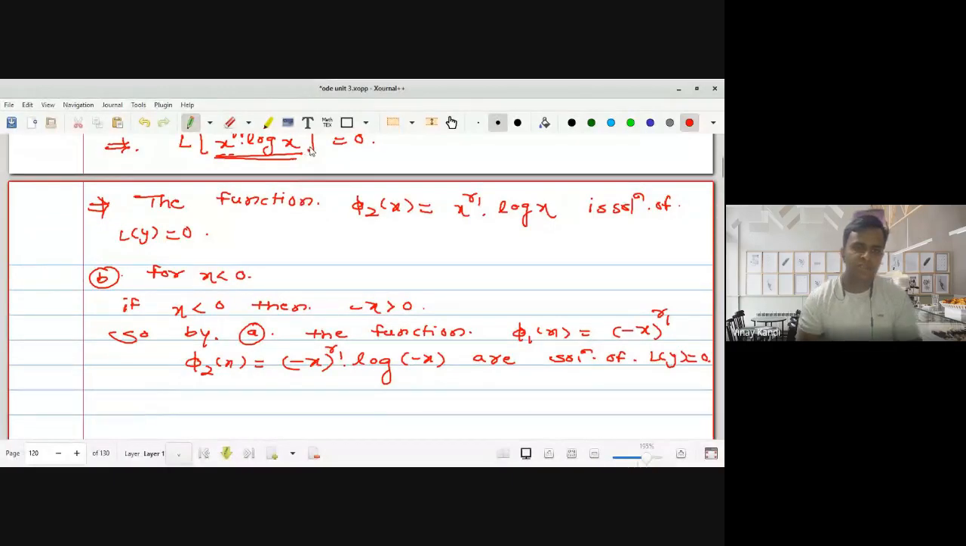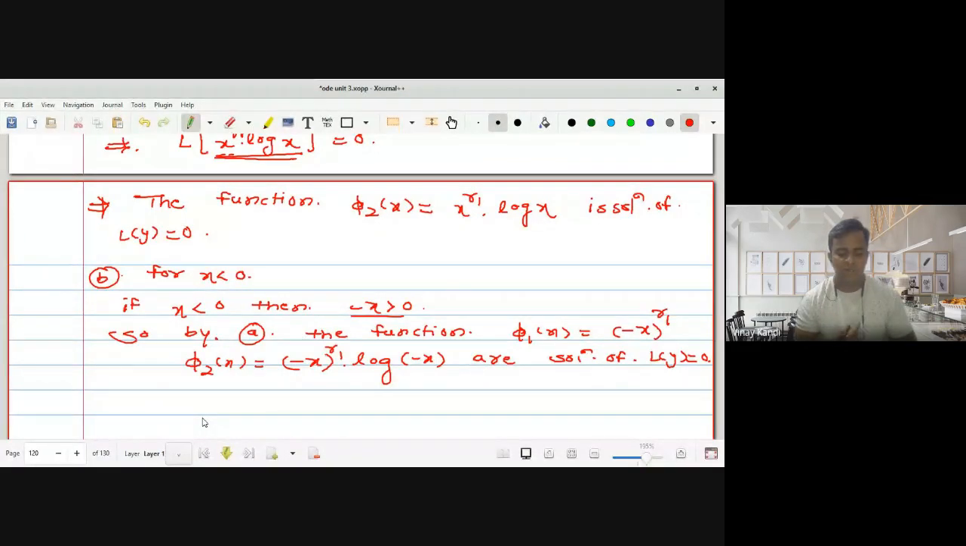आपण x जर पॉझिटिव्ह असताना प्रूव्ह केले तर x जर लेस दॅन 0 असलं काय होईल? मायनस एक्स ग्रेटर दॅन 0 आणि पॉझिटिव्ह साठी ट्रू असल्यामुळे काय होईल? phi1 of x is equal to minus x raised to R1 and phi2 of x is equal to minus x raised to R1 into log of minus x are the two solutions of L of y is equal to 0.